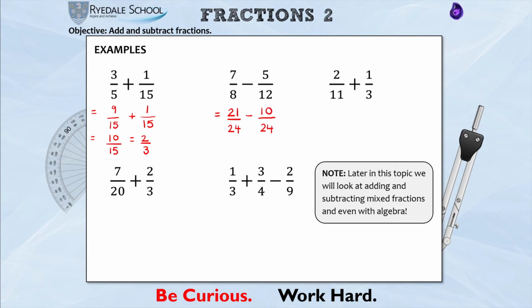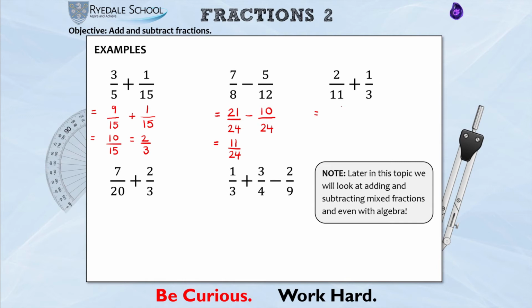Now, one common mistake I'm probably going to see today when you do some questions yourself is that you will forget or not concentrate on whether it is an add or a takeaway question. So this one is a takeaway question. So 21/24, take away 10 of them, leaves 11/24. And there is no simplifying to be done there.